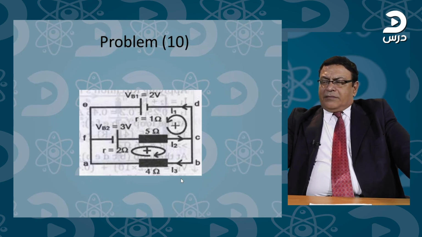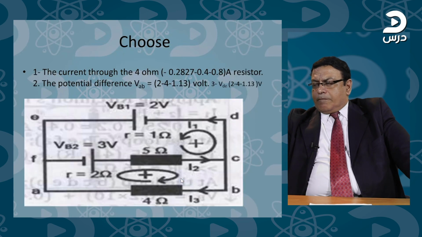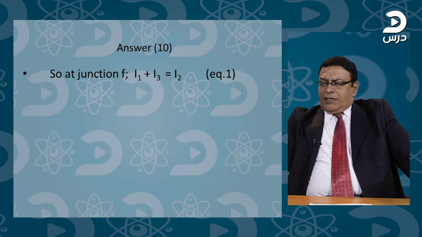Problem number 10. Choose. The current passing through 4 ohm, is it negative 0.2827, 0.4, or 0.8 ampere? And it says the potential difference between A and B, is it 2, 4, or 1.13 volt? And the third question says the V between D and A, is it 2, 4, or 1.13 volt? Let's see the answers.